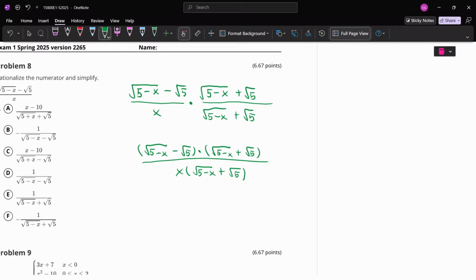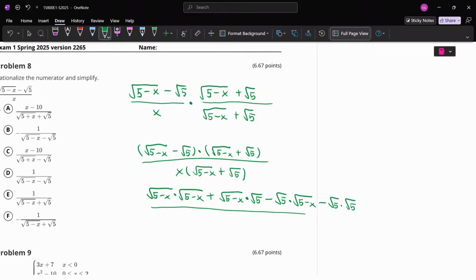So multiplying the first terms together, these radicals are going to cancel because we're multiplying a square root by another square root. So I'll write it out. So 5 minus x times the square root of 5 minus x, plus the outer terms. So the square root of 5 minus x times the square root of 5. And then minus the square root of 5 times the square root of 5 minus x, minus the square root of 5 times the square root of 5, divided by our denominator. So yeah, x times the square root of 5 minus x plus the square root of 5.